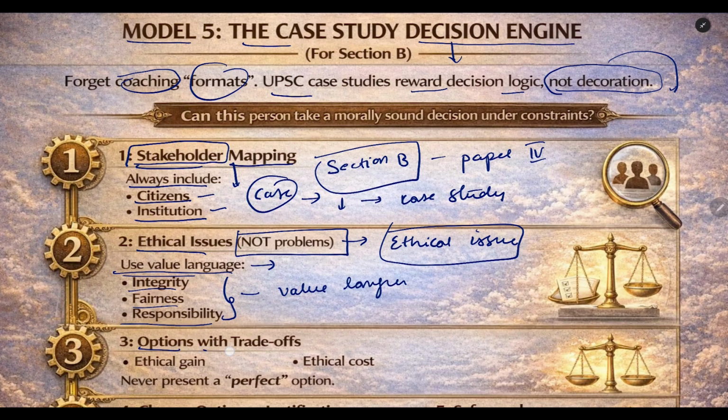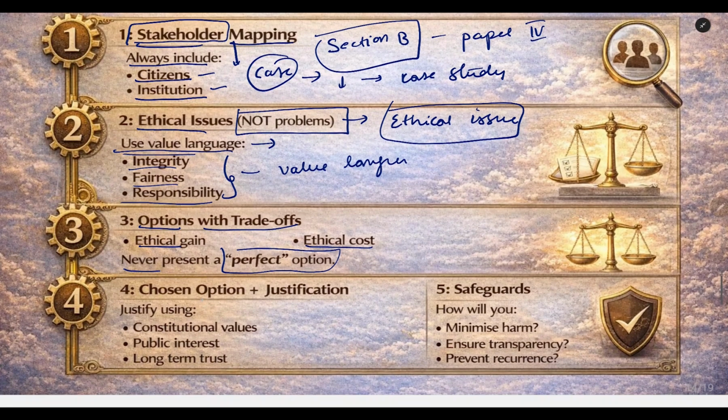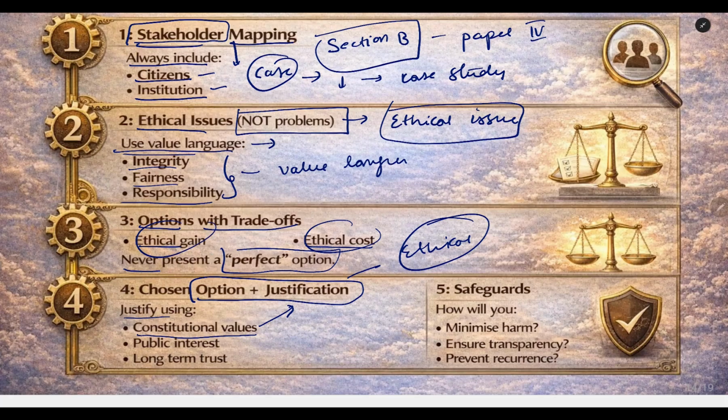Then options with trade-offs, ethical gain or ethical cost. Never present a perfect option. There is no perfect option in ethics. In the same way, give the option plus justification. If you give an ethical cost option, you have to justify it. Constitutional values can justify your ethical cost or ethical gain. Public interest can justify it. In the same way, long-term trust can justify the ethical cost or ethical gain.